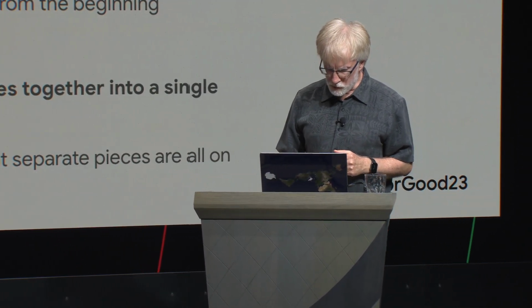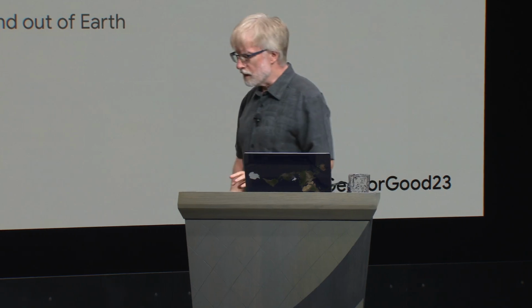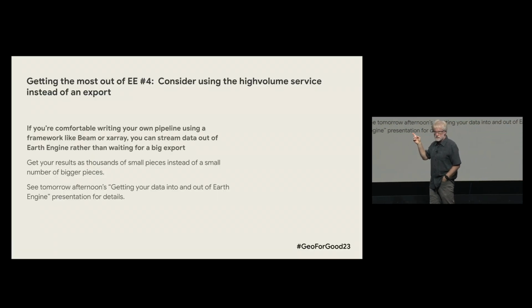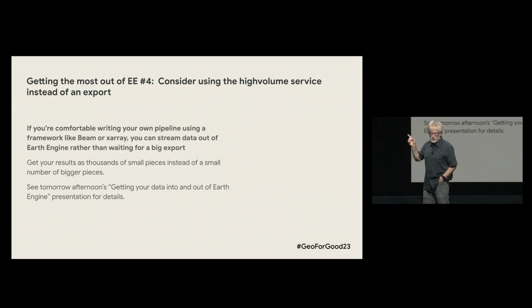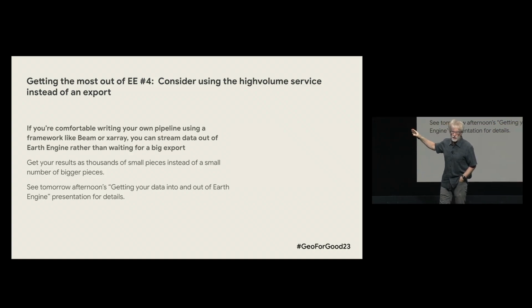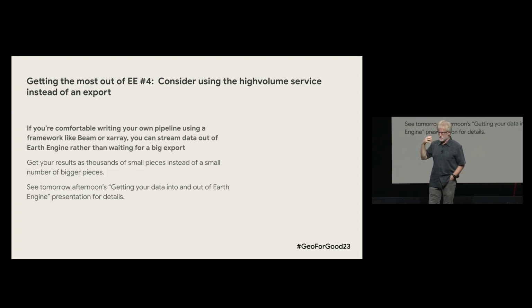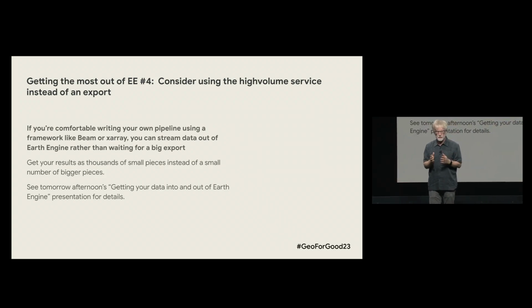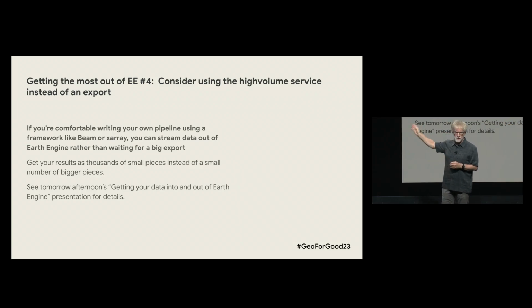All right, one more. This is a different kind of approach. Instead of using something like export image, you can also get your data out of Earth Engine using what we call a high volume service, which lets you make a whole lot of requests for smaller chunks of data at a time. Typically, a block of pixels that's 100 or 1,000 pixels on a side, and you might have to do thousands or hundreds of thousands of those to get all your data out.